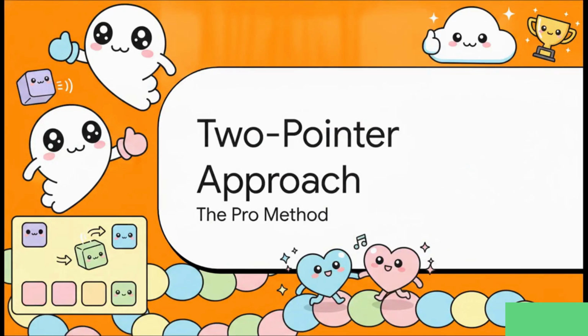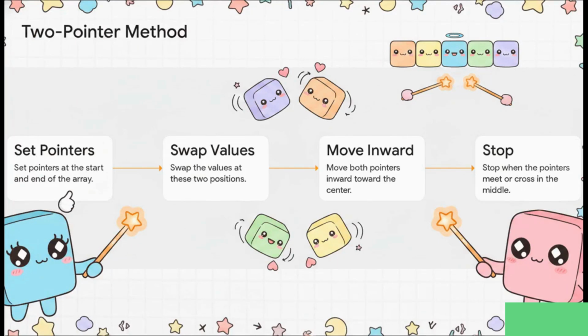Which brings us to Section 3, the pro two-pointer approach. Now, what's really interesting about this is, instead of creating a whole new array, we do this sort of symmetrical dance with the data we already have. Here's how it works. You set up 2 pointers, one at the very start of the array and one at the very end. Then you just swap the values at these 2 positions. Once you've done that, you move both pointers inward toward the center, incrementing the start, decrementing the end. You repeat this swap until the pointers meet or cross in the middle.